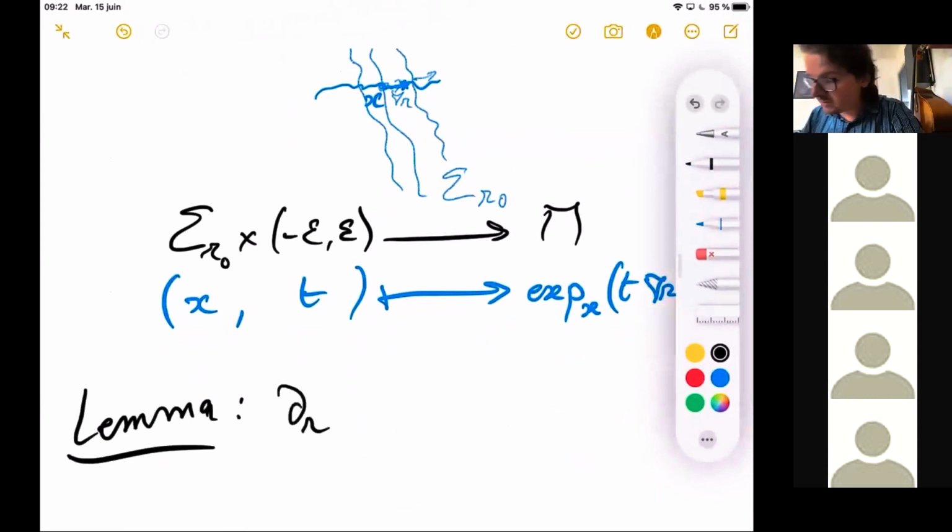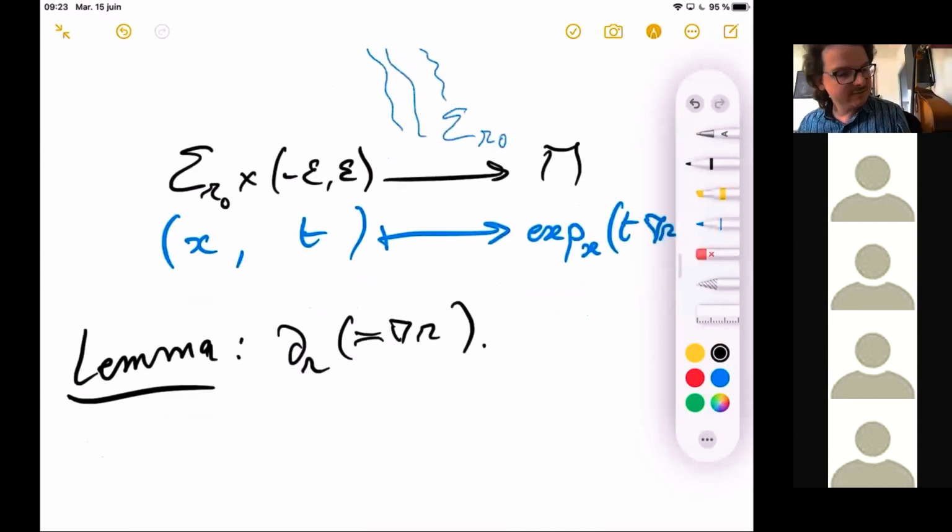So I will often be thinking of this setting, like we have a product metric more or less. Well, not quite. We'll talk a little bit about it afterwards. But we have this coordinate chart. And I will often write del R for this R vector field, so for gradient R, and it gives a little more compact notation.